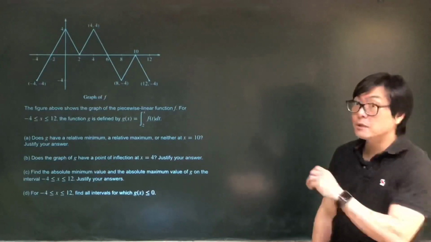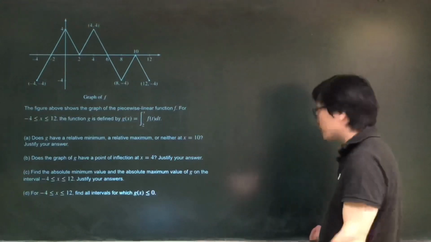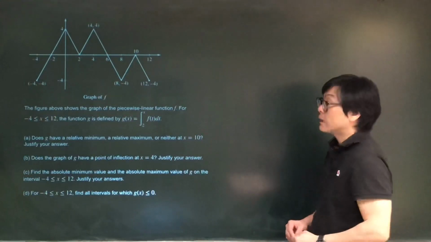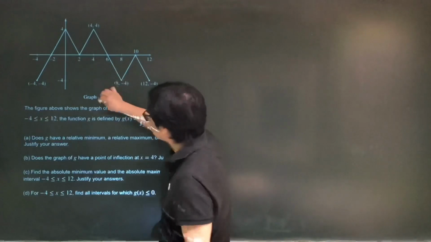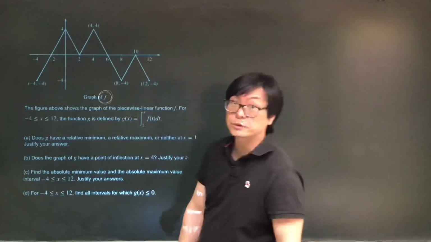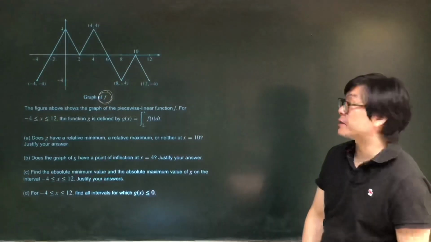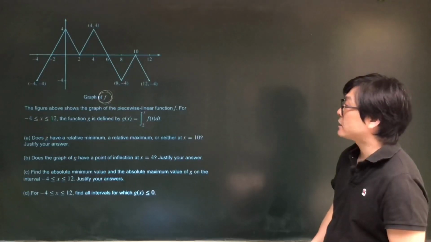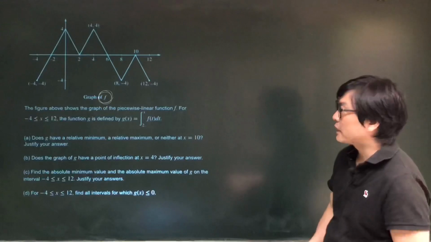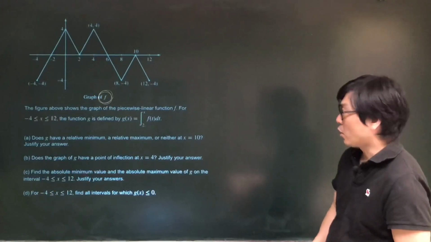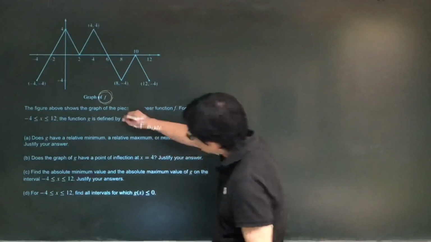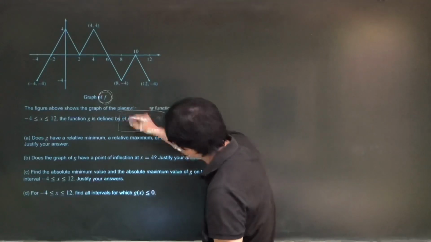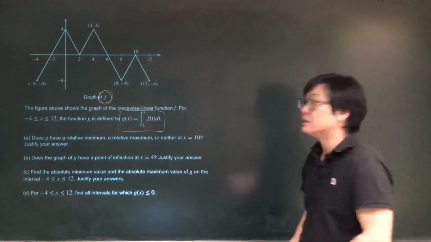Here, similar to the previous sample question, it has a graph on top, but this time we have the graph of f, compared to the previous one, which was f prime. The figure above shows the graph of the piecewise linear function f for -4 to 12. Now we have g of x equals the integral from 2 to x of f(t) dt.